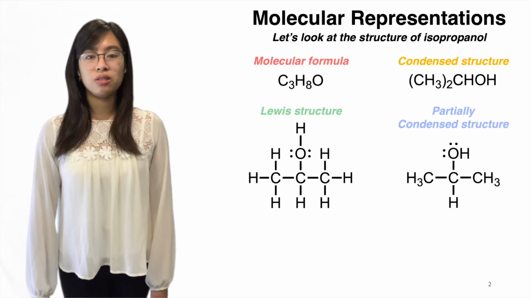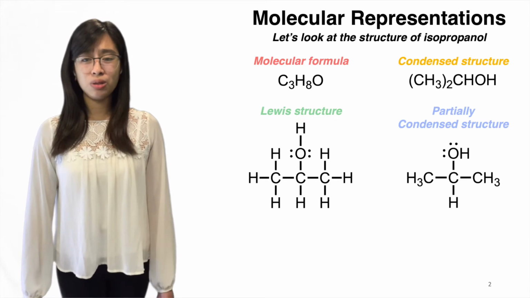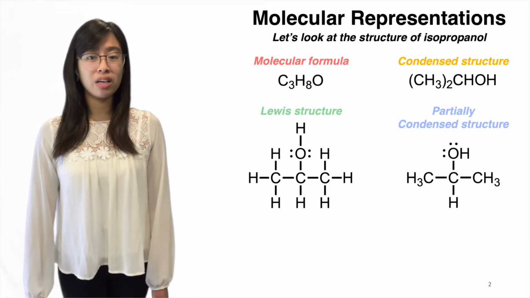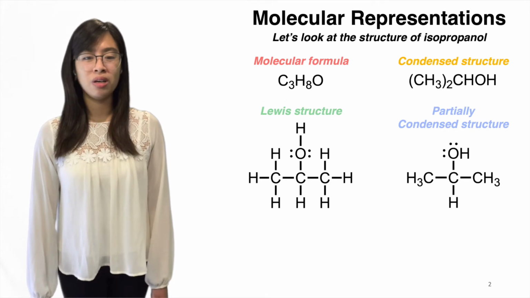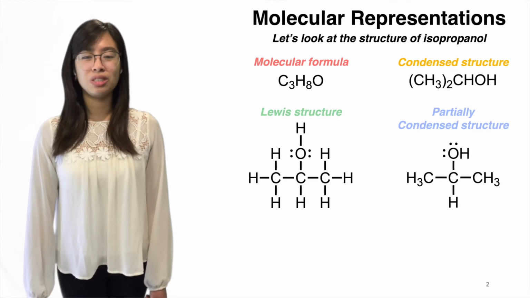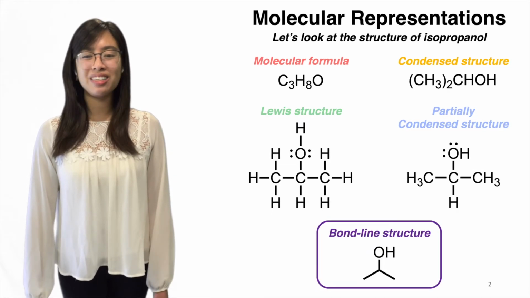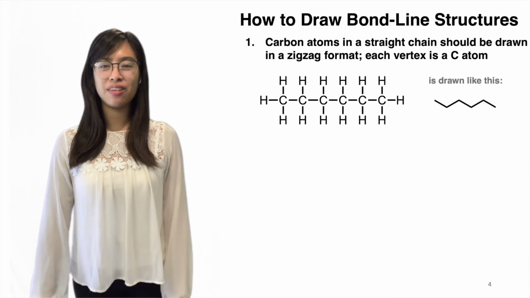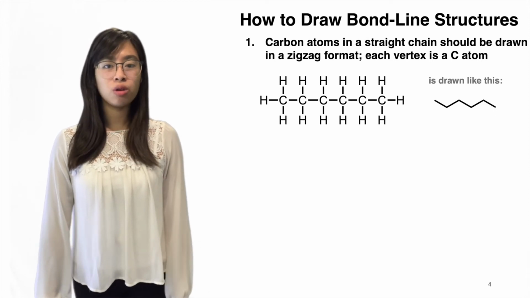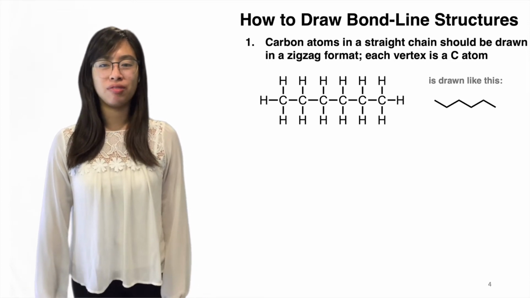Molecular formulas don't often provide enough information, Lewis structures take way too long to draw, and condensed drawings are only suitable for relatively simple molecules like isopropanol. So today, we're going to learn the rules for drawing what's called a bond line structure, which is a much simpler way to draw organic molecules. Bond line structures are drawn in a zigzag format, where each corner or vertex represents a carbon atom. Take this molecule on the left, for example.